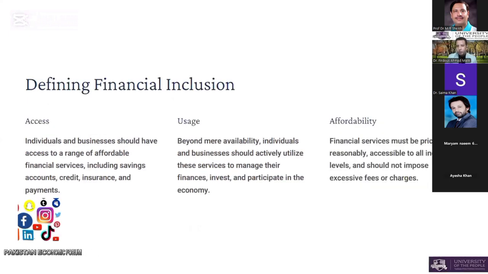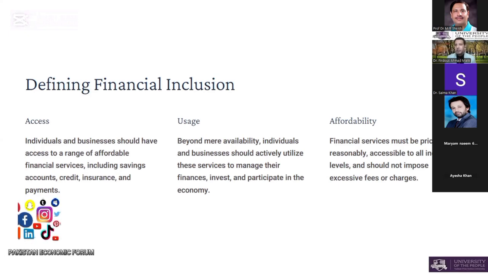So in the definition, there are various parts: to provide access, to provide usage, and to make the product affordable. These are the three main dimensions of financial inclusion. Different policies across the world have been framed. In India also, we have umbrella financial inclusion schemes from 2014 onwards, and they are providing access, usage, and affordability.